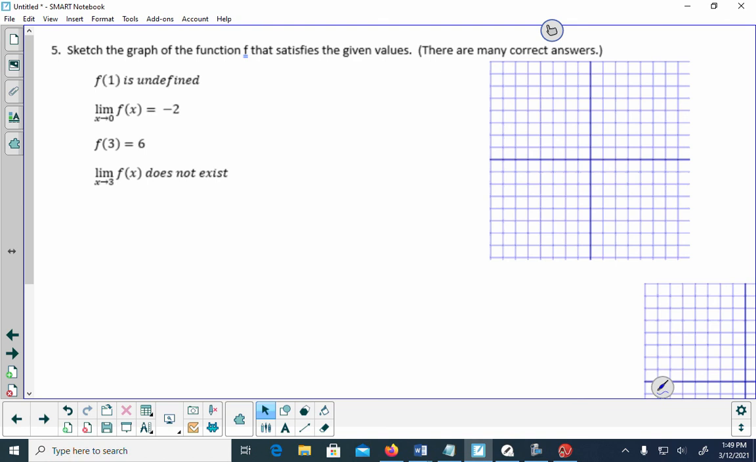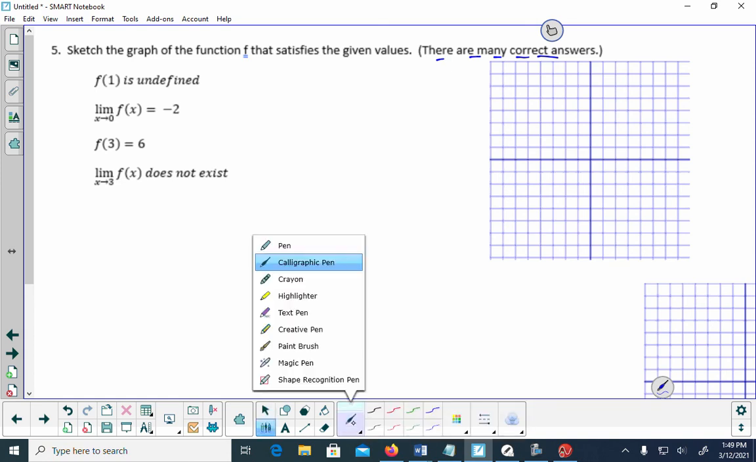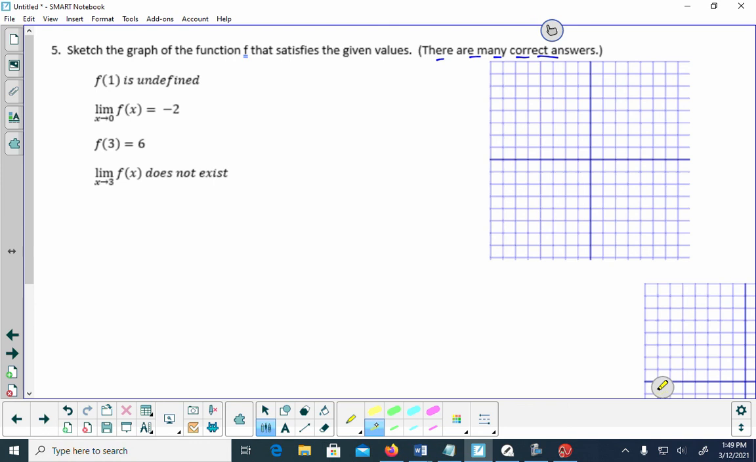Okay, number 5, it wants you to sketch the graph of the function f that satisfies the given values. And the most important thing to understand is there are many correct solutions, so you can have something different than somebody else. So the first one says that f of 1 is undefined. So I am going to remind myself of this. I'm going to take out a highlighter, and at x is equal to 1, I am going to draw a line to remind me that I can't have a point there at all. Then it tells me as x is approaching 0, f of x is equal to -2. The limit is equal to -2.